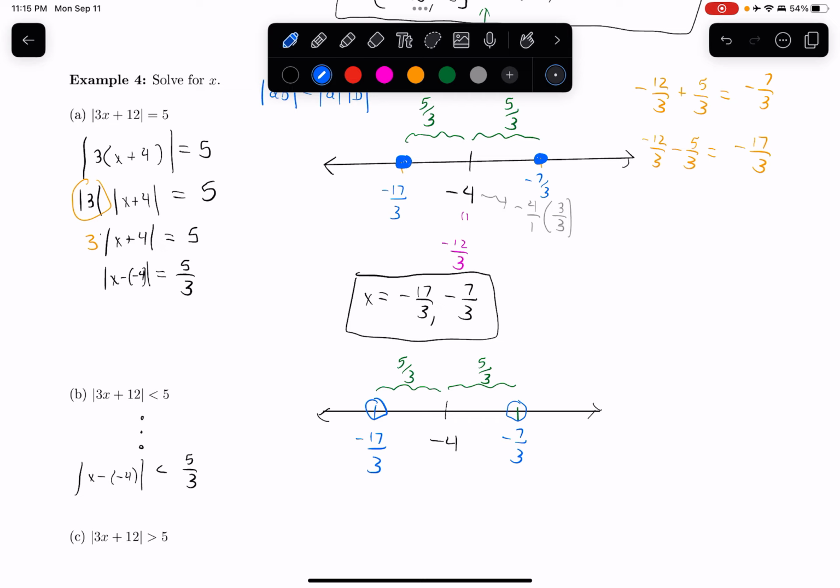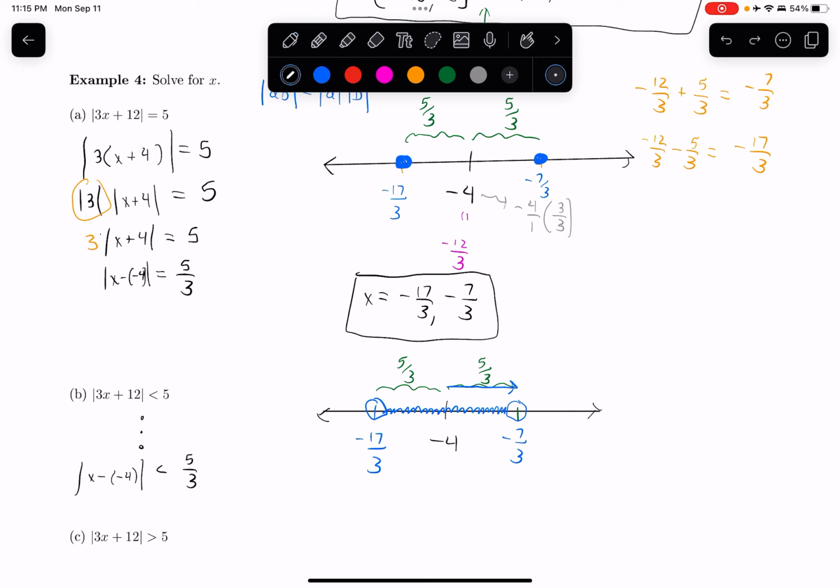And my distance can be less than 5 over 3 away, so I can be anywhere within these two endpoints. Because anywhere within the endpoints, my distance is less than 5 over 3 away from negative 4. If I go somewhere beyond, like out here, now my distance has gotten bigger than 5 over 3. That's too far. Okay, so that's my shading.